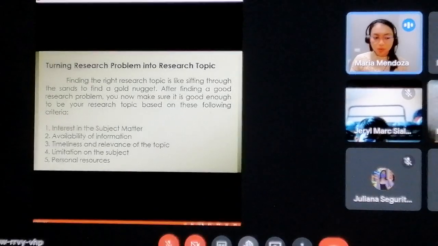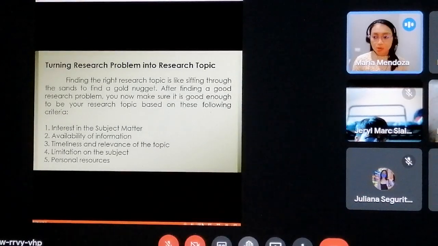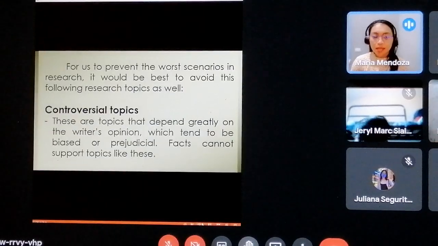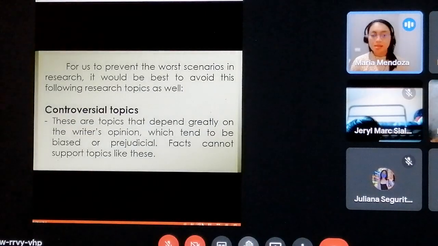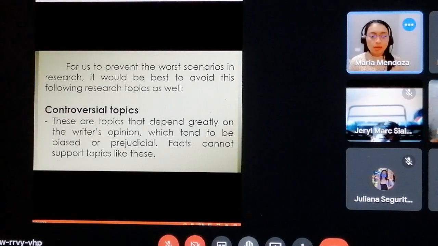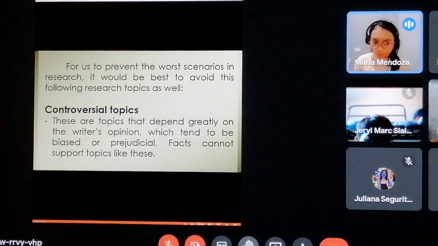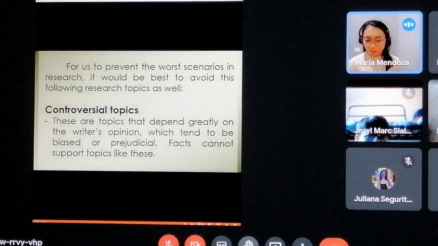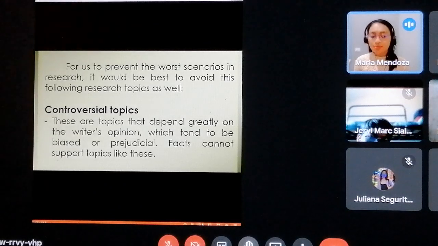Depending on how we are going to turn your research paper into a research topic. Let's discuss what topics we need to avoid in research, okay? So, for us to prevent worst scenarios in research, it would be best to avoid the following topics, okay? So, avoid these following topics.